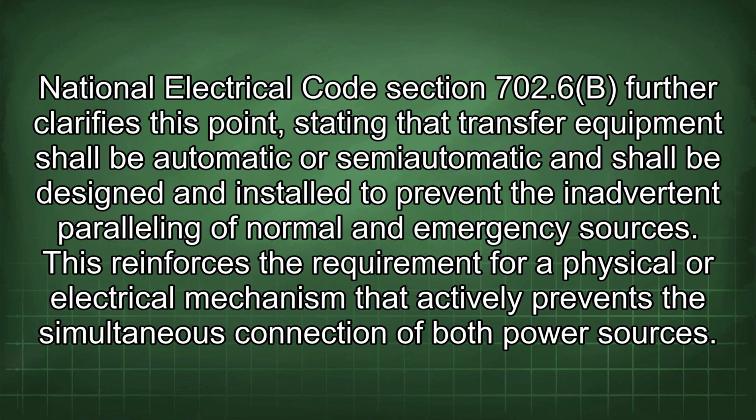National Electrical Code Section 702.6b further clarifies this point, stating that transfer equipment shall be automatic or semi-automatic and shall be designed and installed to prevent the inadvertent paralleling of normal and emergency sources. This reinforces the requirement for a physical or electrical mechanism that actively prevents the simultaneous connection of both power sources.